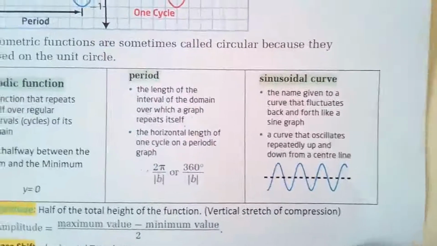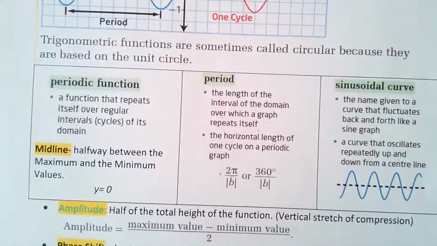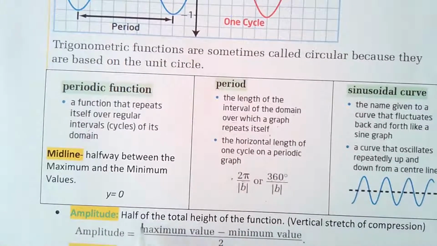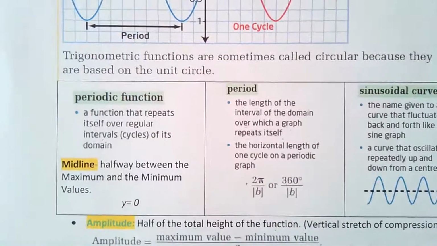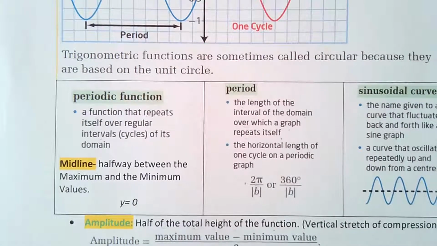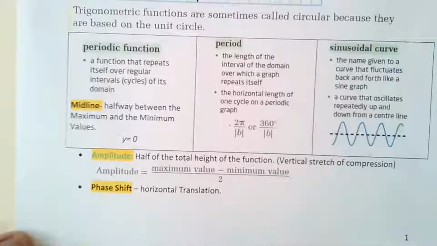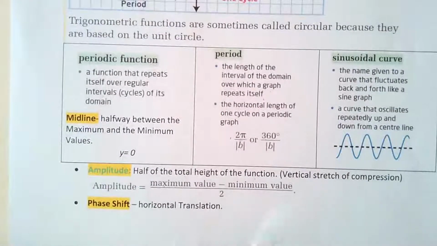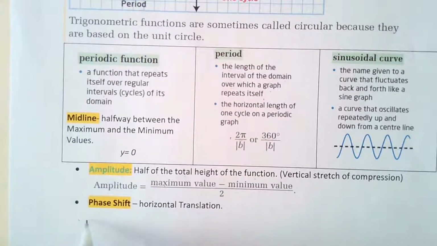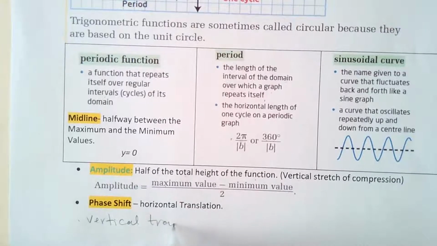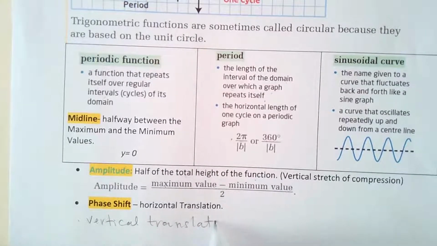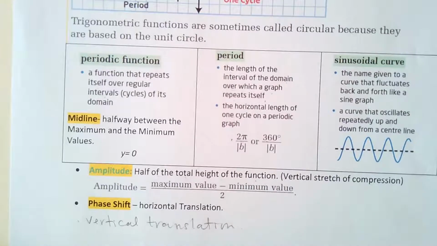We're also looking at the amplitude. The amplitude, I'll look at it here in just a moment, is half the total height of the function, or the maximum minus minimum divided by 2. And the last thing we look at is the phase shift. It is a horizontal translation. We haven't looked at the vertical translation also. That's where your graph is moving up or down.